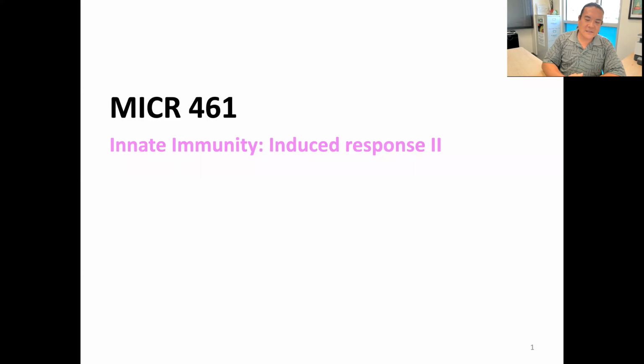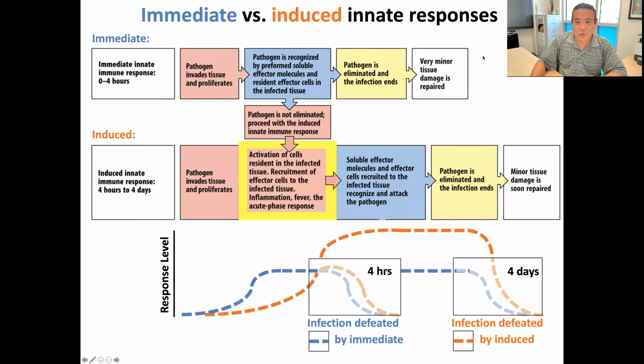Let's continue talking about the induced response of our innate immune system. This overview slide takes those flow charts that we looked at in Wednesday's lecture, comparing the immediate response to the induced response, and presents this in a way that hopefully is a little easier to understand. The squares on the top, the pink and blue and white, that's what we discussed on Wednesday. Remember, these are two phases of our innate immune system.